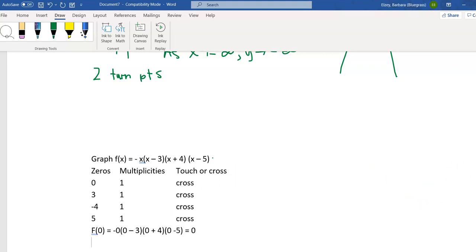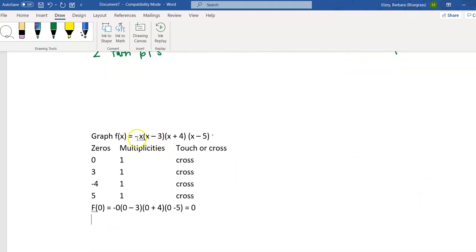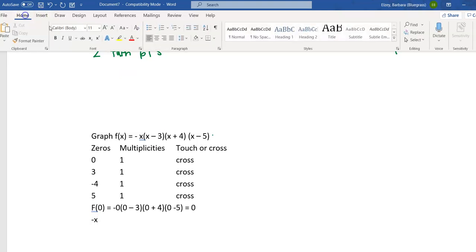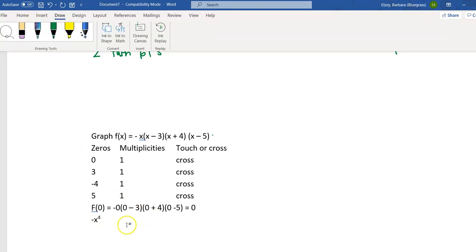All right, so next, let's find our end behavior. Now let's be careful. Notice this x has a negative in front of it. So we've got a -x, an x, that makes -x² so far, another x, -x³, and another x, -x⁴. So our leading term is going to be -x⁴. Negative in front, even exponent, is an upside down parabola. All right, so let me draw our upside down parabola.